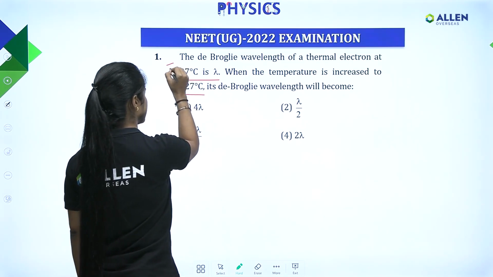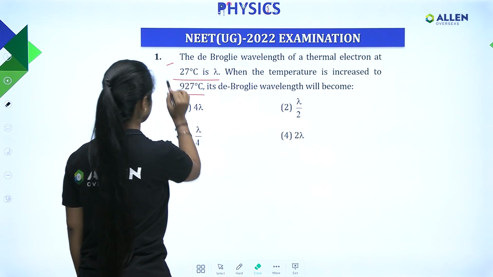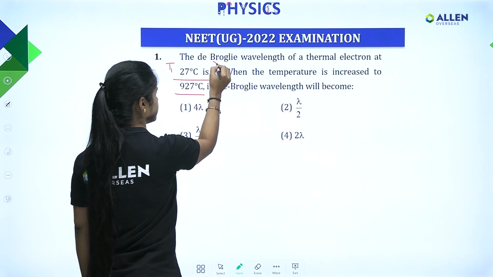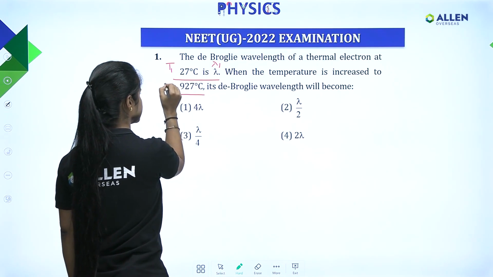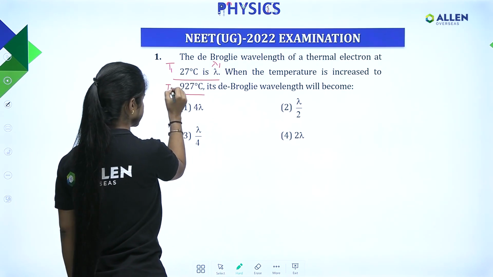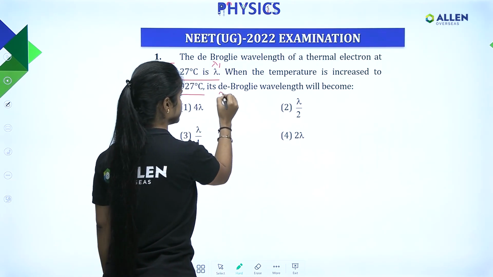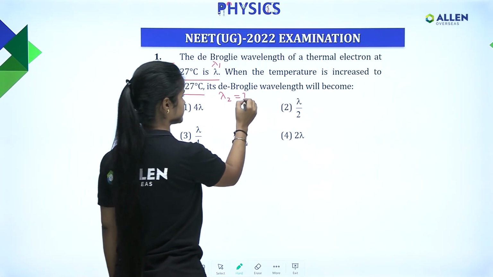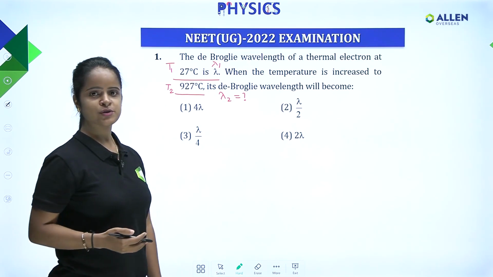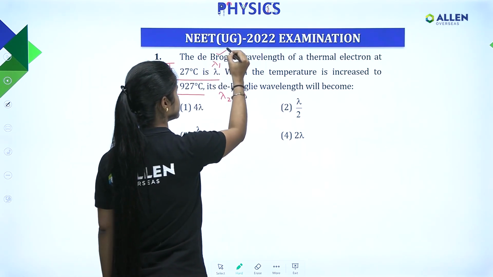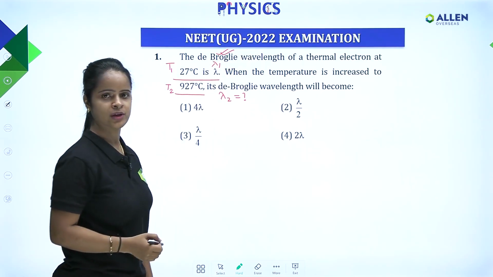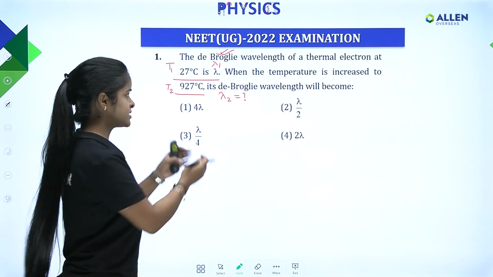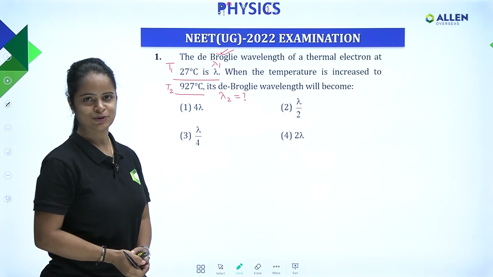Let us suppose this is our initial temperature, that is T1, and at this temperature the wavelength is lambda 1. This is our final temperature, that is T2, and at this temperature we have to calculate the value of wavelength. Is it clear to everyone? Good. Now a hint is also given to us, that is, you have to use the de Broglie wavelength formula, right? At the same time, if you can recall, this is a direct question that came from our LN module, right?